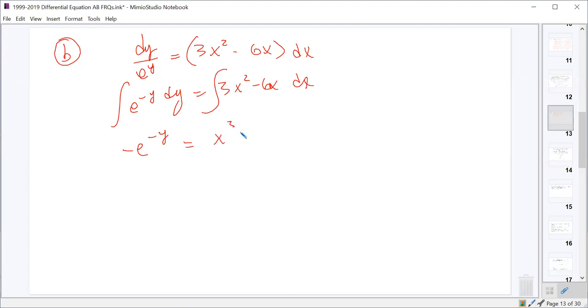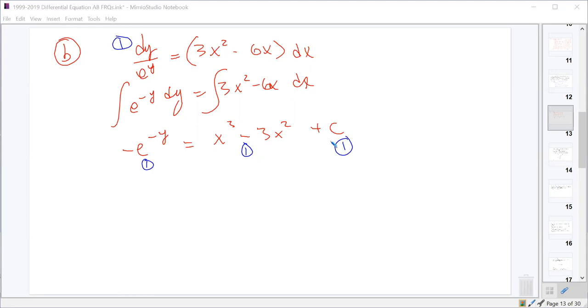And on this side, you got x cubed minus 3x squared plus your constant. So 1 point for separating the variables, 1 point for each antiderivative, 1 point for putting plus c.